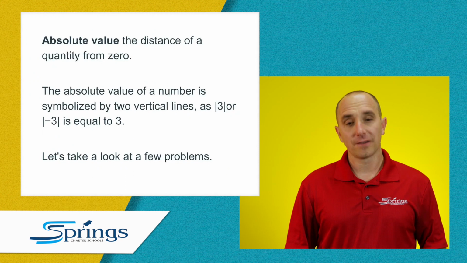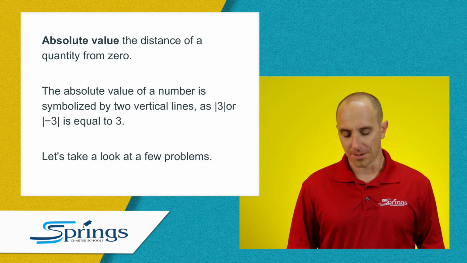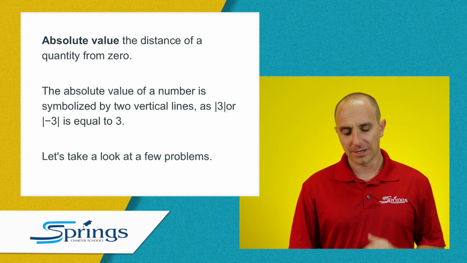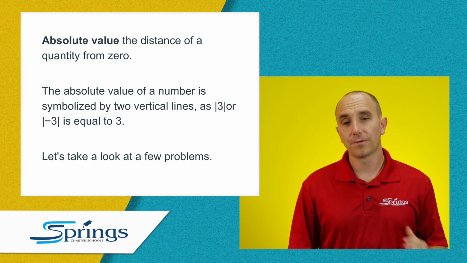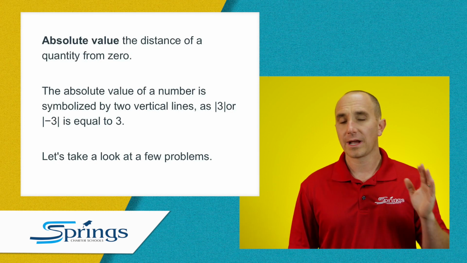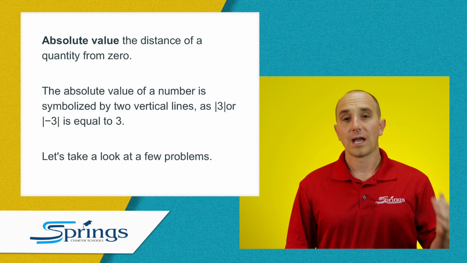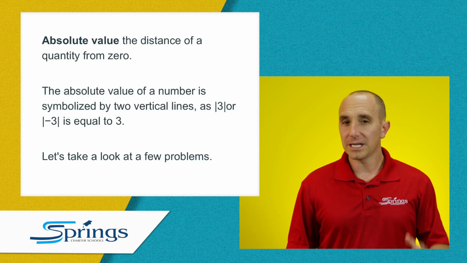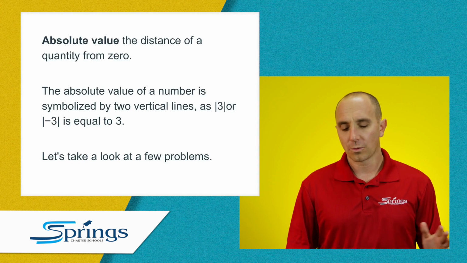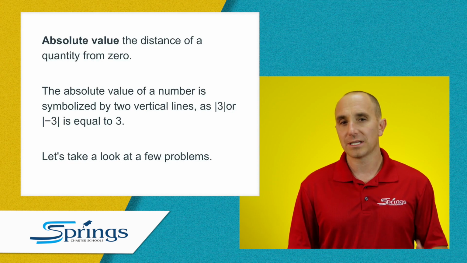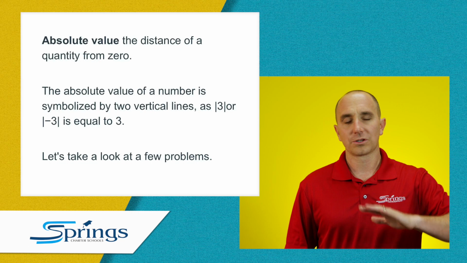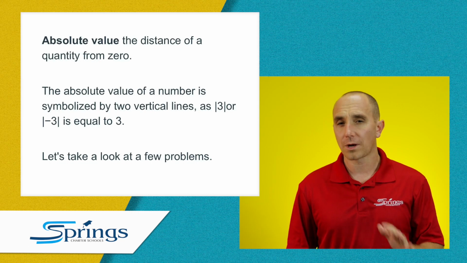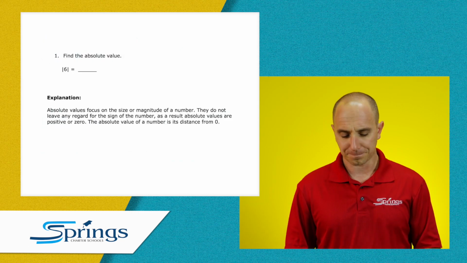Okay, so absolute value. This is the distance of a quantity from zero. The absolute value of a number is symbolized by two vertical lines. You can see here on this slide, we have a 3 with two vertical lines, and then we also have a -3 with two vertical lines. Both are equal to 3, because remember, we're talking about the distance a number is from 0. So let's take a look at a few problems to reinforce that idea.